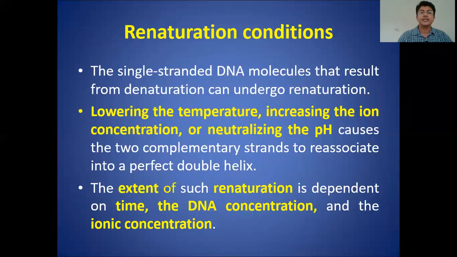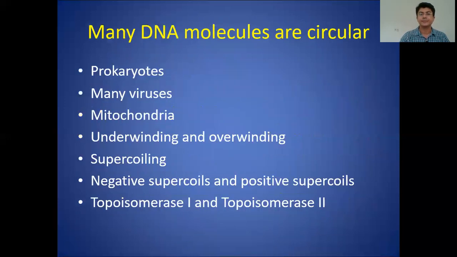The renaturation conditions. The denatured DNA can undergo renaturation, and this can be carried out by bringing the conditions to the normal. For example, lowering the temperature or increasing the ion concentration or neutralizing the pH can result in renaturation of the DNA strands. The extent of such renaturation is dependent on time, DNA concentration, and the ionic strength.